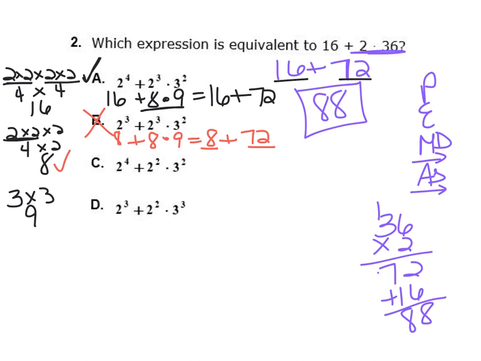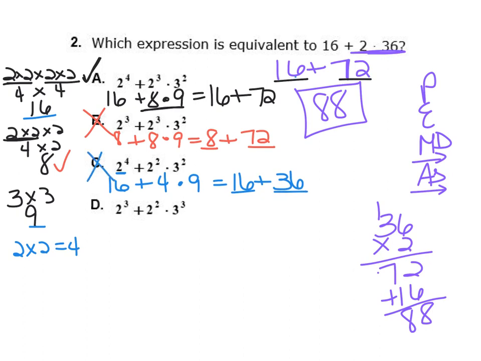Let's go with the next one. 2 to the 4th power, it's up here, so that's 16, plus 2 to the 2nd power. Well, 2 times 2 will give you 4, so that's going to be 4, times 3 to the 2nd power, which was 9. So when you multiply it, 16 plus 4 times 9 is 36. So they don't look the same as this. So then that's not correct.